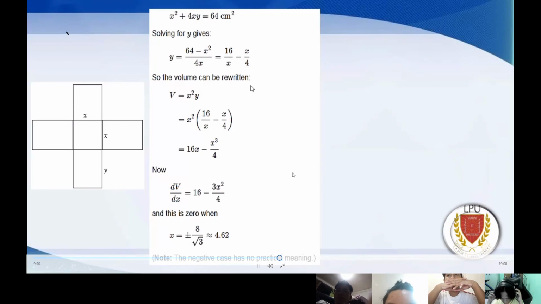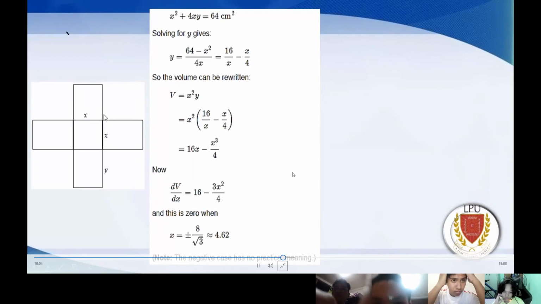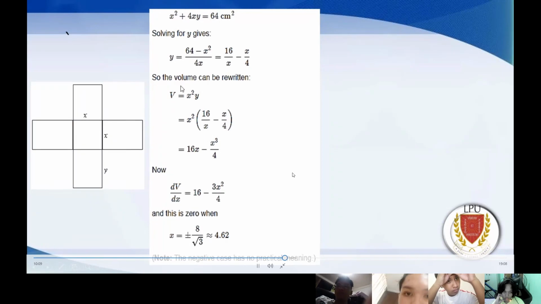So the volume can be written as x squared y, base times height. Just always recall that volume is base times height. What is the base? Square, x squared. What is the height? y. So have it as V equal to x squared y, and then substitute the value of y.